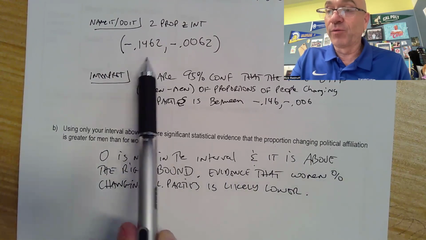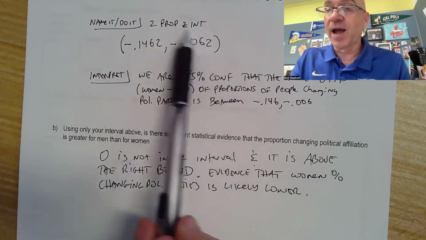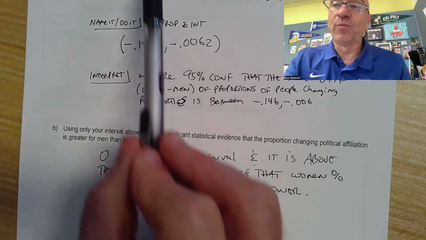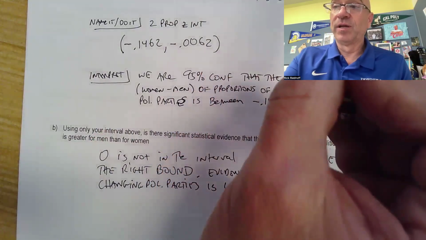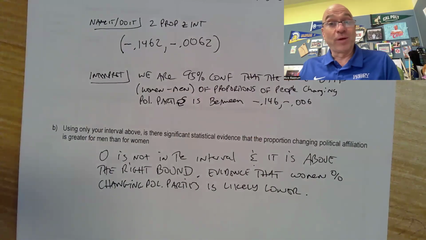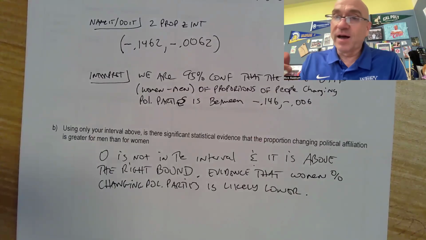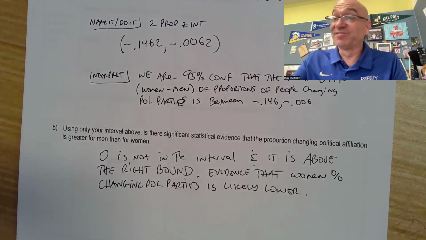If you said both lower and upper, or both, our entire interval is negative, and that gives evidence that women were lower than men in terms of changing political affiliation, that would be great too. Okay. But don't just say that zero is not in the interval because that's not enough, right? It's also the direction that it's not in the interval that matters.